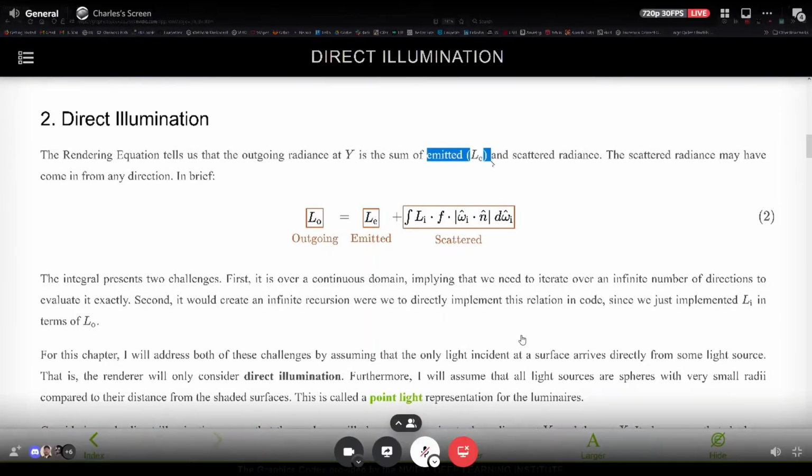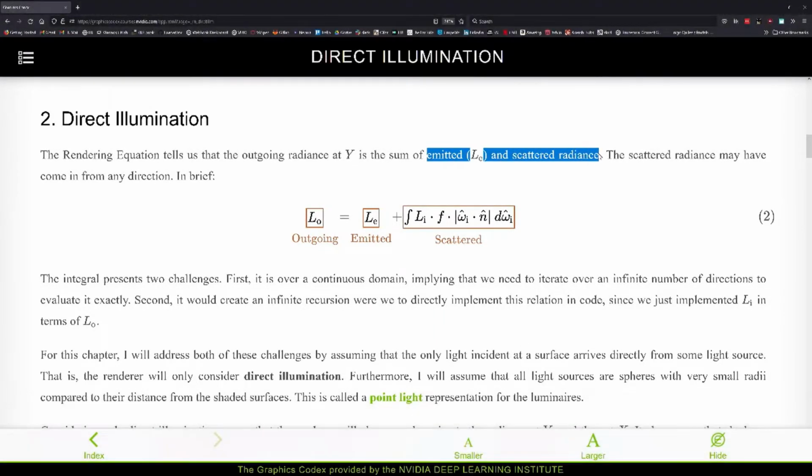So outgoing radiance is the emitted light plus the scattered radiance. Scattered radiance may have come from any direction. Emitted is like coming from within the surface. A glowing surface would emit light, whereas a rough wood surface would reflect the light that's coming at it. Scatter it, I should say.